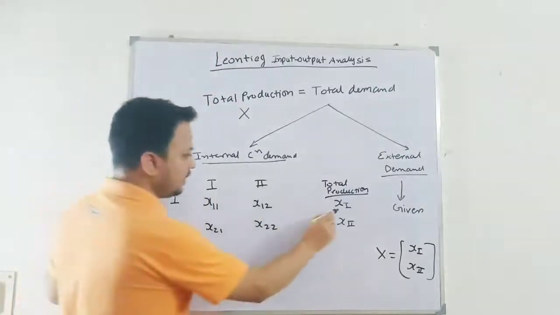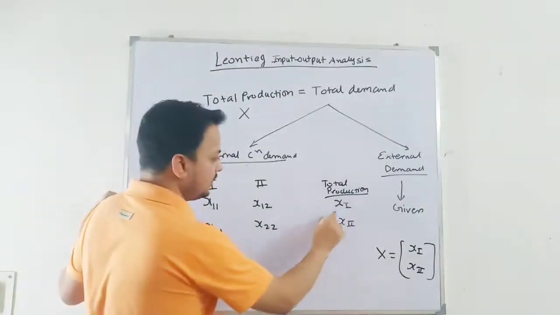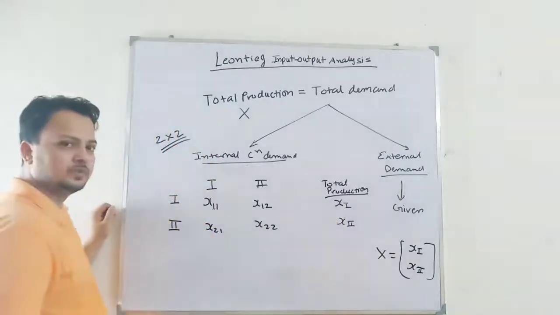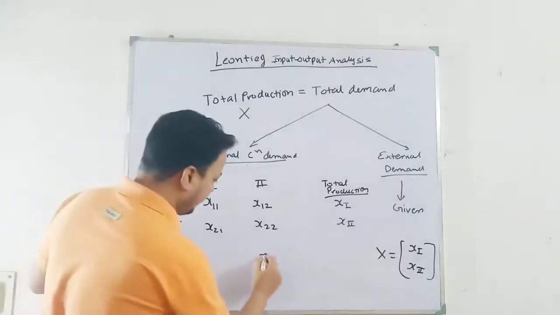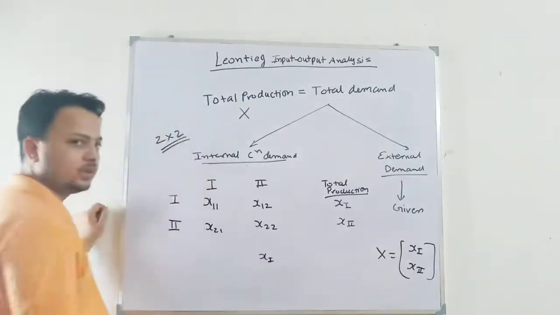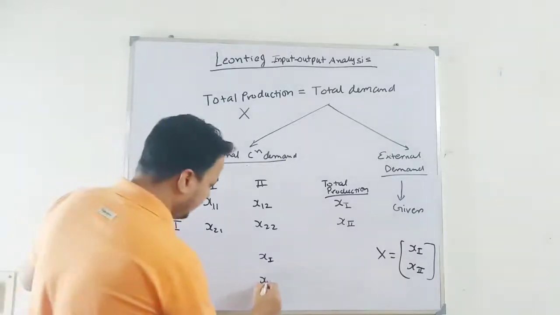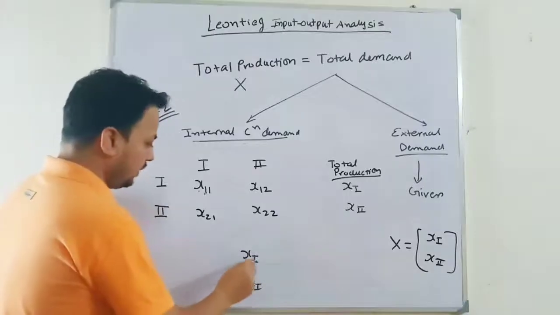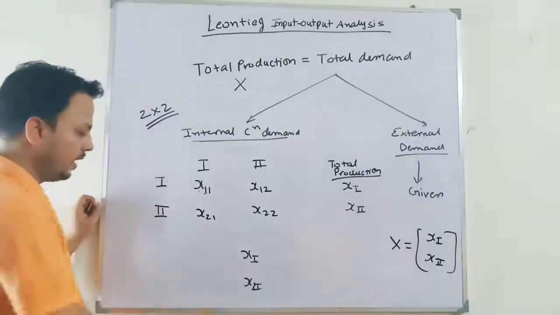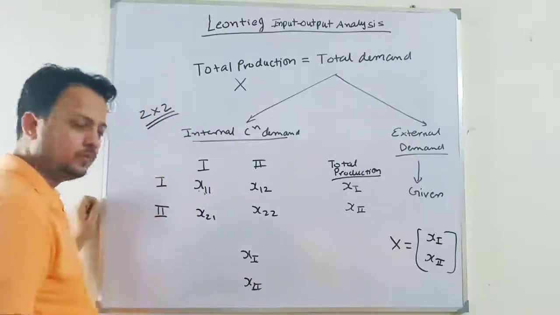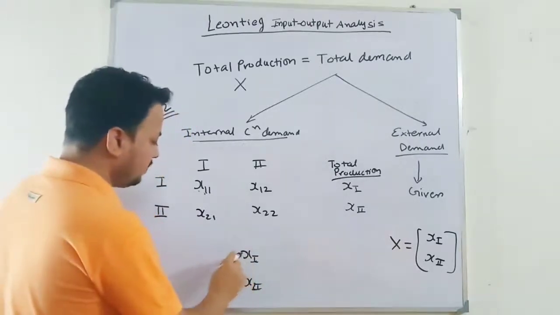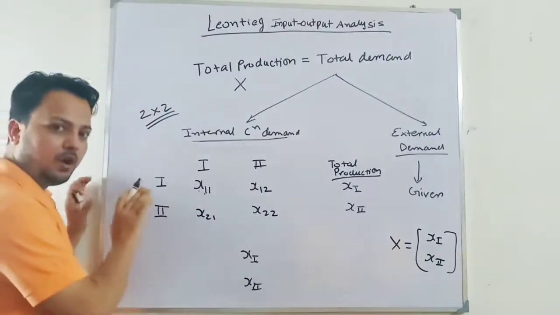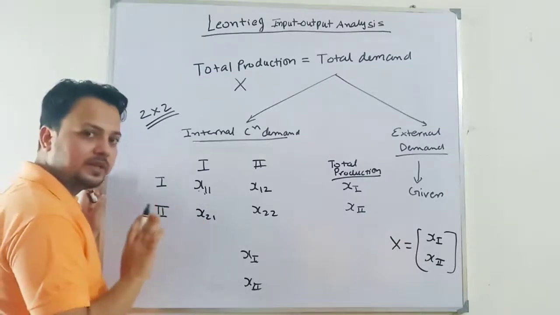So this is the total production of industry 1, and this is the total production of industry 2. X1 is the total production of industry 1 and X2 is the total production of industry 2. So when industry 1 is making a production decision, it is using its own output as input and the output of the second industry as input.